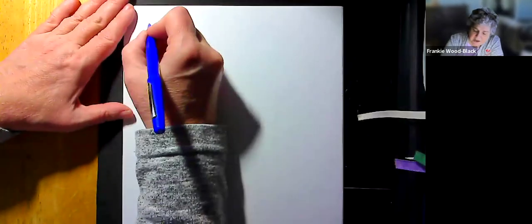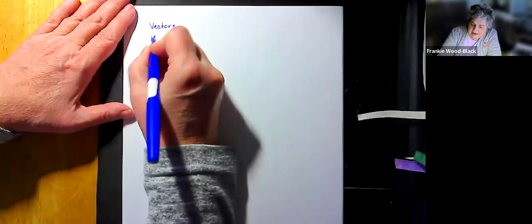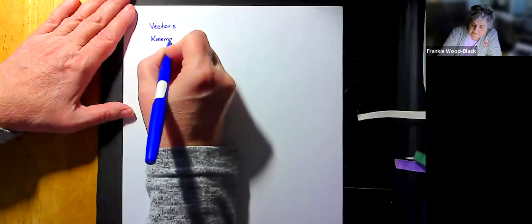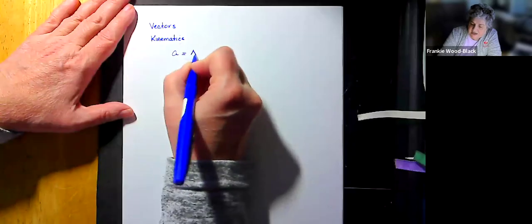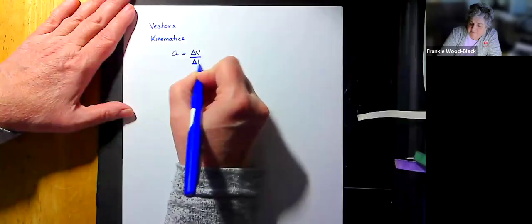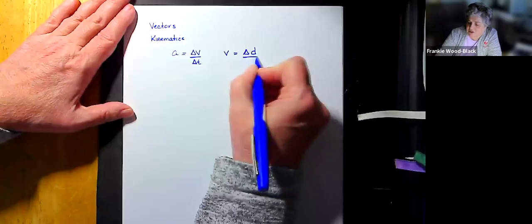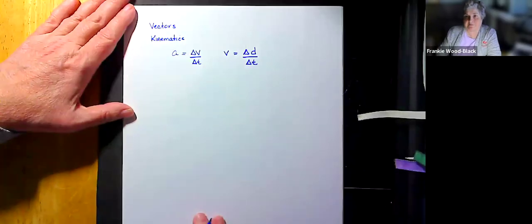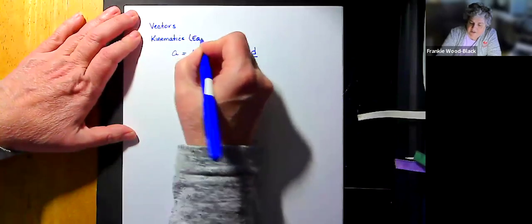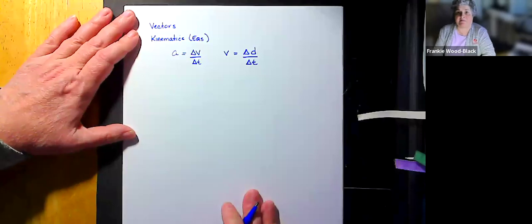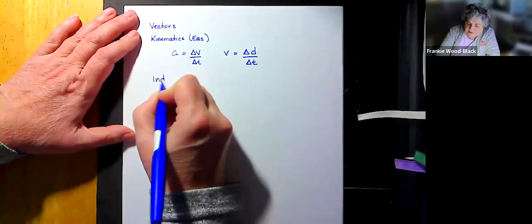So basically what we've covered so far is we've covered vectors. We've done our kinematics. We've defined acceleration as a change in velocity with respect to time. We've defined velocity as a change in position with respect to time. And we had our kinematics equations. We had our three kinematics equations, and we worked through those items. And we also said that we had independent motion.